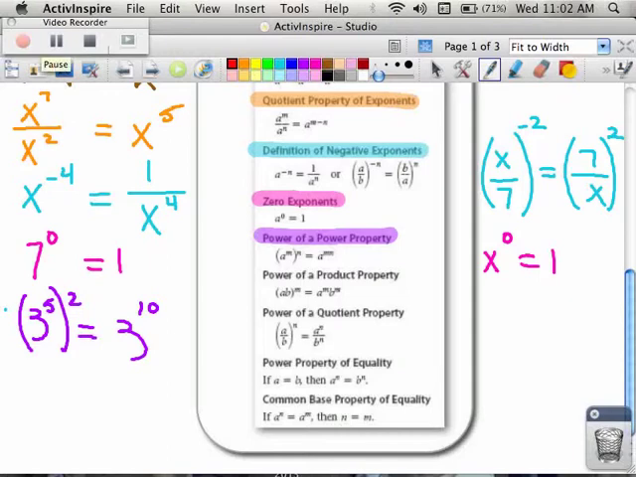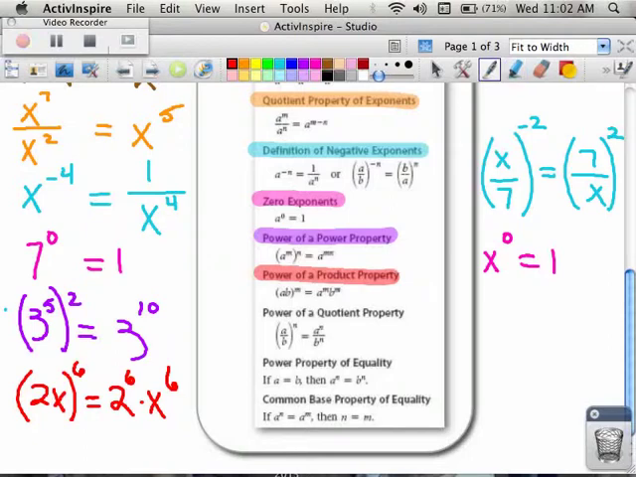The next one says, what if you have two things being multiplied inside and it's being raised to a power? For example, what if I did 2x, and I want to raise that to the 6th power. What happens is each thing gets that power. So really this is like saying 2 to the 6th power times x to the 6th power. Both things get the power. So that's the power of a product.